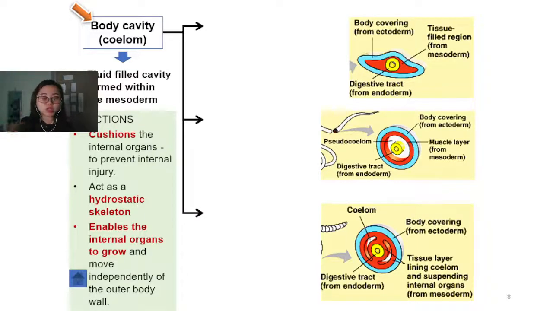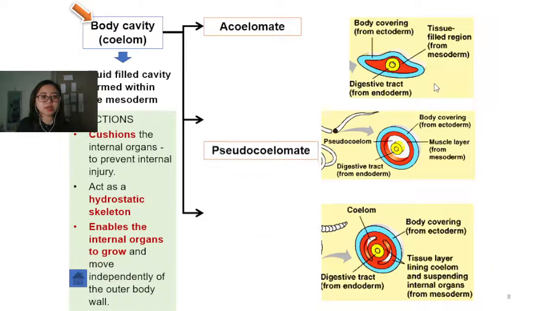So like worms, it will use its coelom as its hydrostatic skeleton. And it also enables the internal organs to grow and move independently of the outer body wall. So the organs inside can grow and develop freely without being restricted by the outer layer of tissue.